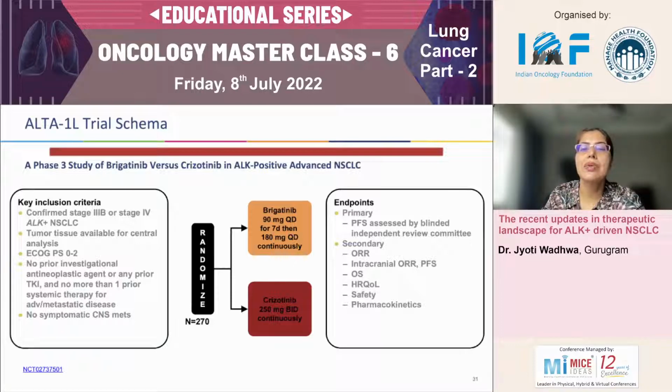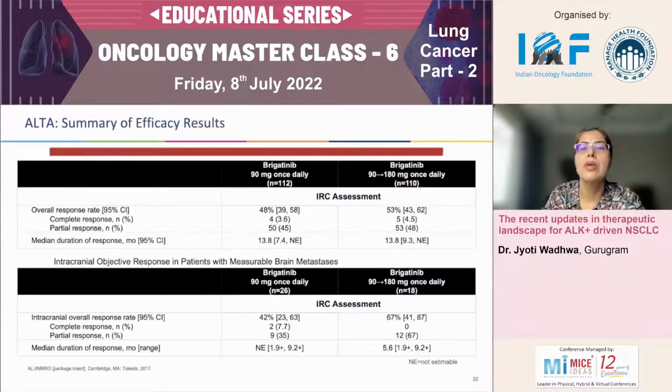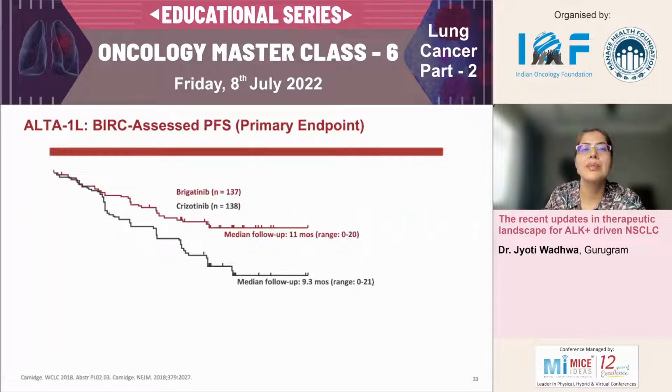Brigatinib was given in the dose of 90 milligrams once a day for 7 days and then escalated to 180 milligrams to be continued once daily. And in this, it was found to be efficacious. The overall response rates to the tune of 53%, median duration of response being 13.8 months, and quite significantly high intracranial overall response rates as well to the tune of 67% seen with brigatinib.